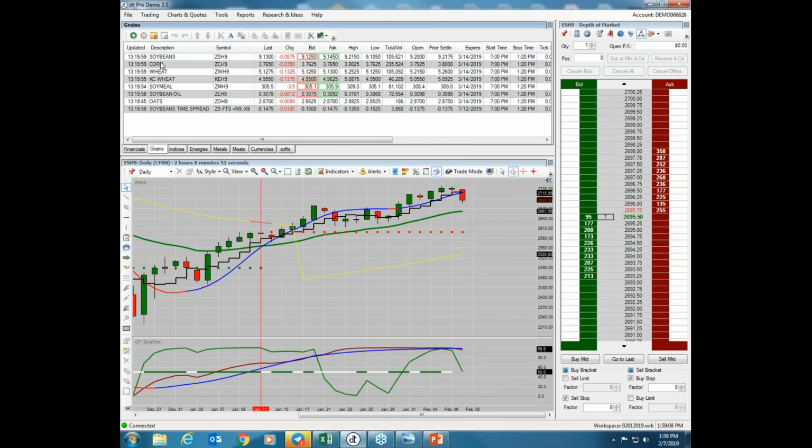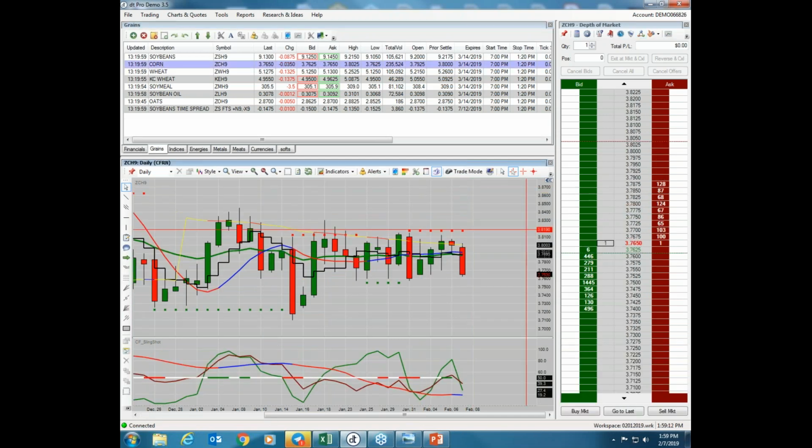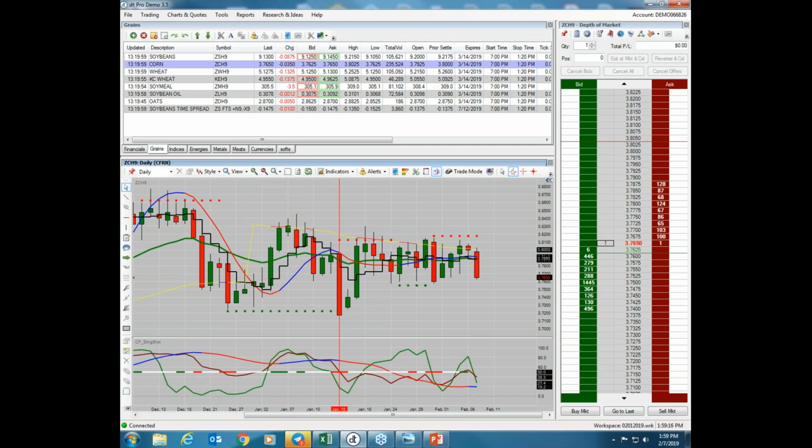I'll show you something else. I'm a farmer. I like grains. I trade grains. Here's a market that's trading sideways. Dynamic resistance, dynamic support, dynamic resistance, dynamic support, dynamic resistance. Sell, buy, sell, buy, sell.